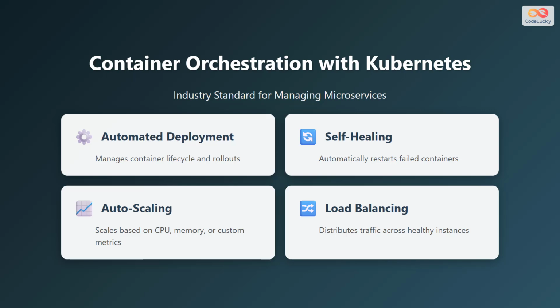Kubernetes has become the industry standard for managing microservices in containers. It provides automated deployment, managing the entire container lifecycle and handling rollouts seamlessly. Kubernetes offers self-healing capabilities, automatically restarting failed containers to maintain service availability. It includes auto-scaling features that adjust the number of running instances based on CPU usage, memory consumption, or custom metrics you define. Additionally, Kubernetes provides built-in load balancing to distribute incoming traffic across all healthy instances of your services.